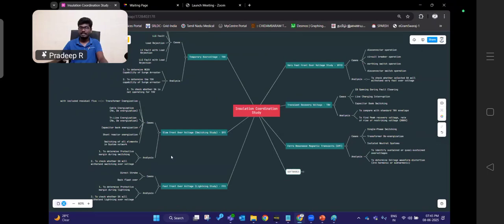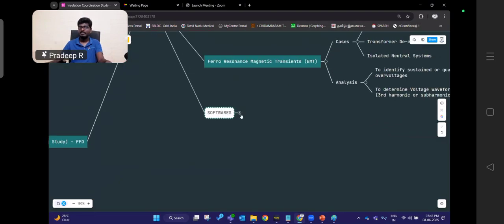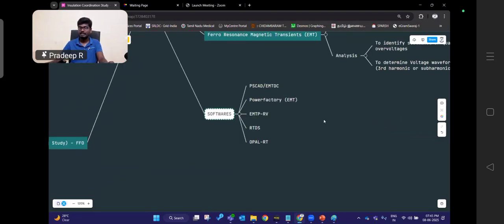Right? So these are the basic studies that we will be performing in our insulation coordination. Then finally, what are the software packages involved in performing these EMT simulations? Our first and foremost software is PSCAD EMTDC.